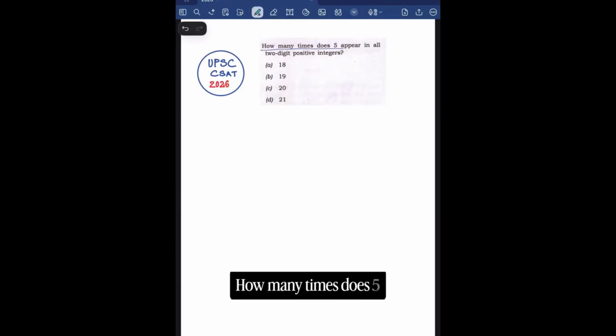How many times does 5 appear in all 2-digit positive integers? So note that we are counting the occurrence of the digit 5 and not how many numbers contain it. So every 2-digit number has a tens place and a units place. So we'll count 5s in each place and then we'll add. So first in the tens place, 5 occurs in 50 to 59. So this gives us 10 occurrences in the tens place.